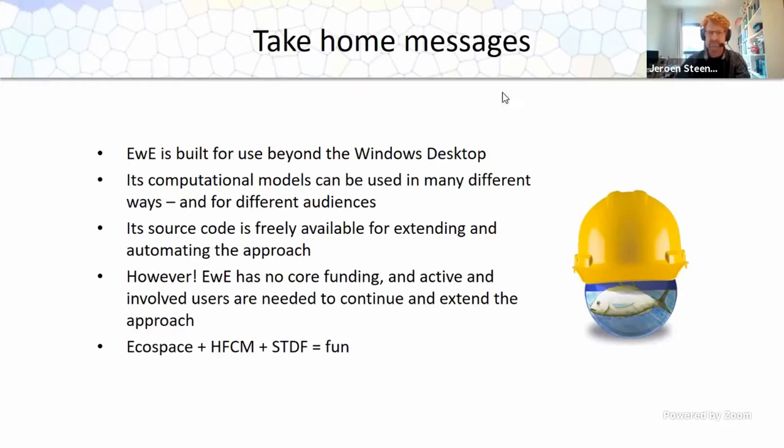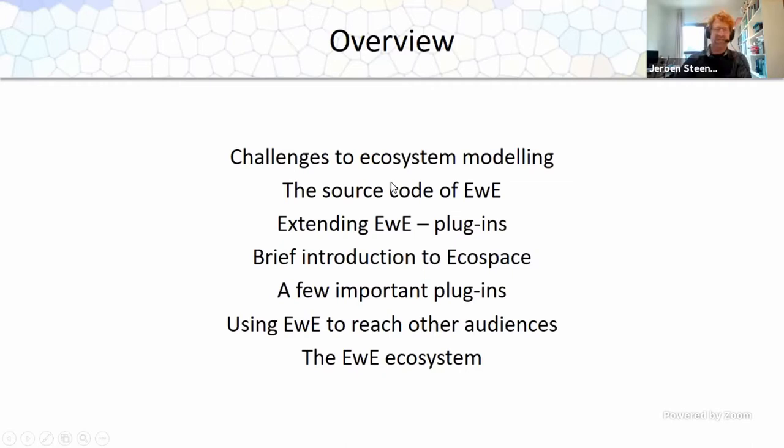In overview, I'll lift a little bit of the lid on the challenges of ecosystem modeling and how we deal with that in the source code of Ecopath. I'll talk a bit about how you can extend Ecopath with plugins. I know I'm taking advance on what you're going to be talking about in the next few weeks, Villy, but I'll briefly introduce Ecospace from a conceptual level. I'll highlight a few important plugins for Ecospace. Then I'll show some showcases of how we've used the Ecopath code to do something totally different. And I'll conclude with a little description of the Ecopath ecosystem.